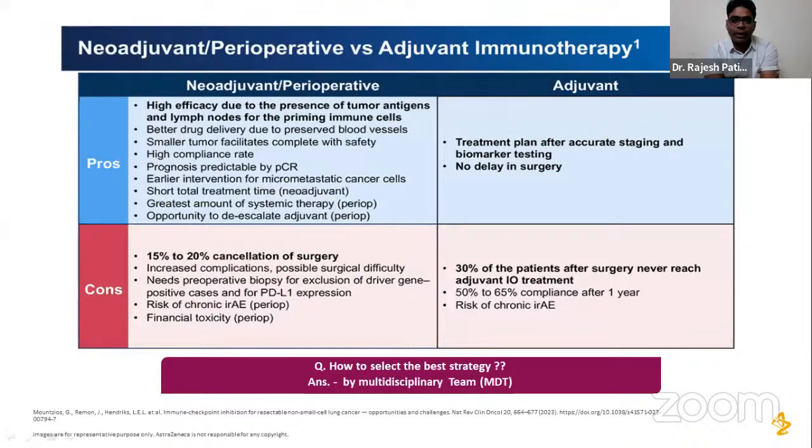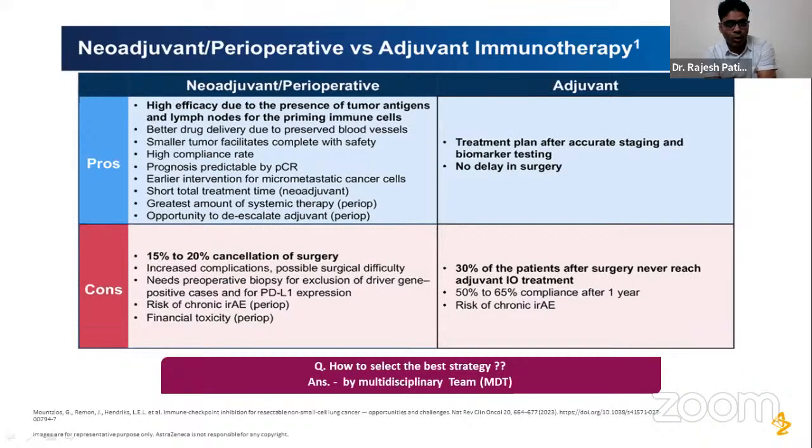So neoadjuvant perioperative versus adjuvant immunotherapy have certain pros and cons. If you look at the pros of neoadjuvant perioperative therapies, there is high efficacy due to the presence of tumor antigen and lymph nodes for priming immune cells. It has better drug delivery due to preserved blood vessels, a smaller tumor facilitates complete resection, and we can predict the prognosis by pCR, which is one of the prognostic indicators in many cancers. The pros of adjuvant immunotherapy are that the treatment plan comes after accurate staging and biomarker testing, and there is no delay for surgery, which is a definitive treatment.